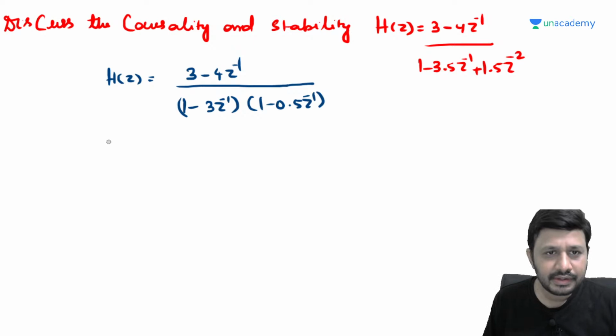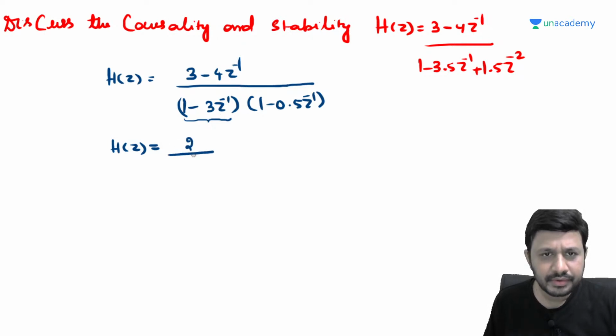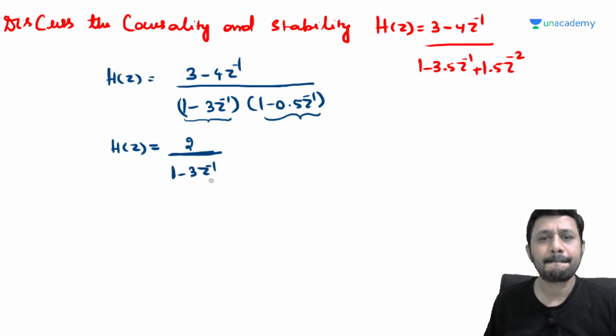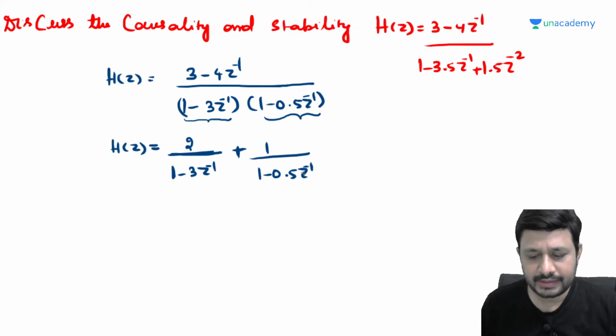Now after this, resolve this into partial fractions. How to resolve this into partial fractions? First of all, try to make this term 0. Substitute z inverse is equal to 1 by 3. If you make this term 0, you get 2 by 1 minus 3 z inverse. Now try to make this term 0. Substitute z inverse is equal to 2. Hope you are getting these partial fractions.